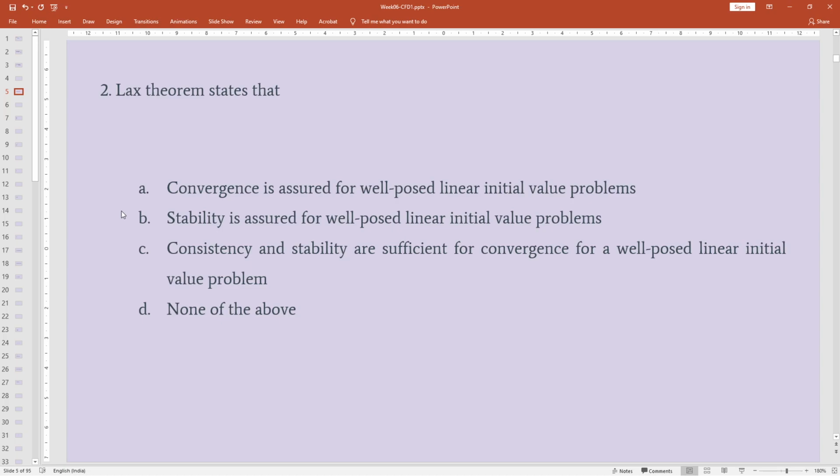The second question is about the Lax theorem. The Lax theorem states that, so we have given four options. Option A, convergence is assured for well-posed linear initial value problems. Option B, stability is assured for well-posed linear initial value problems. Option C, consistency and stability are sufficient for convergence for a well-posed linear initial value problem. Option D, none of the above. Please inbox your answers.